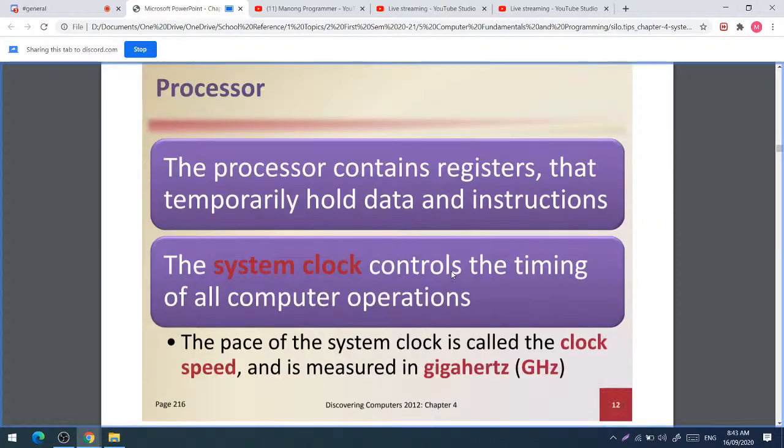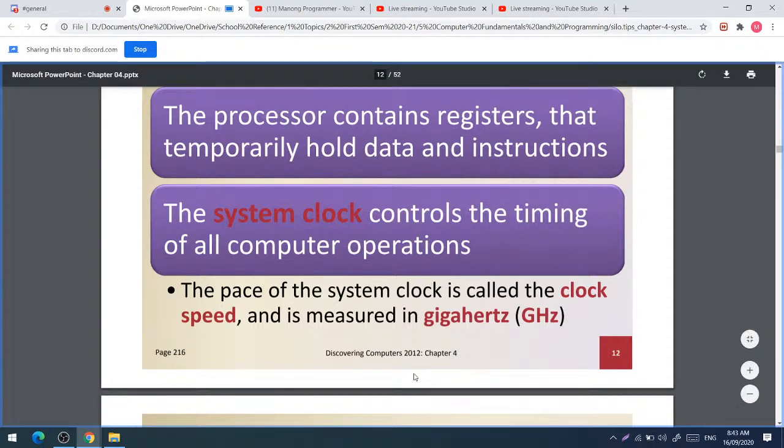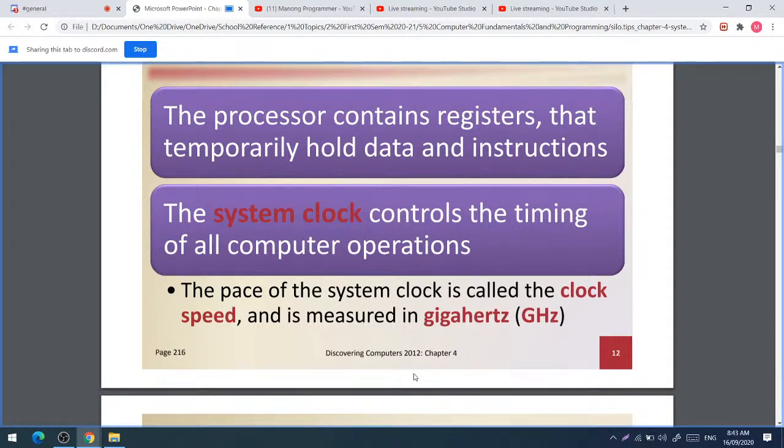So, a processor contains also registers. Sir, what are registers? These are temporary storage. Magkaiba po ang register sa memory po natin. Yung memory po natin, that is another component. Inside the processor, we have temporary storage. It temporarily holds data and instruction.